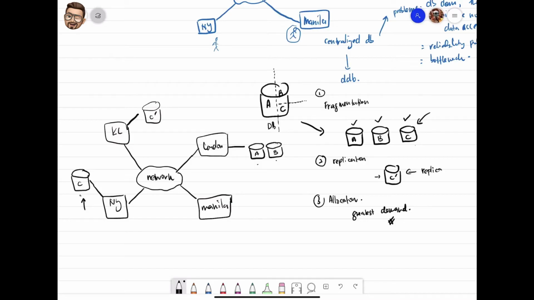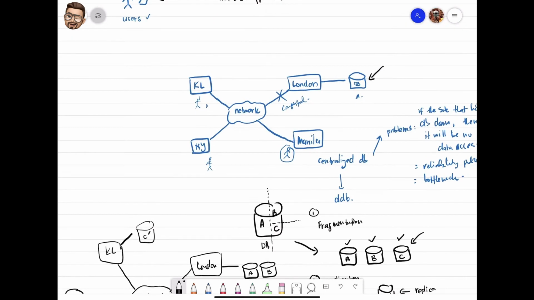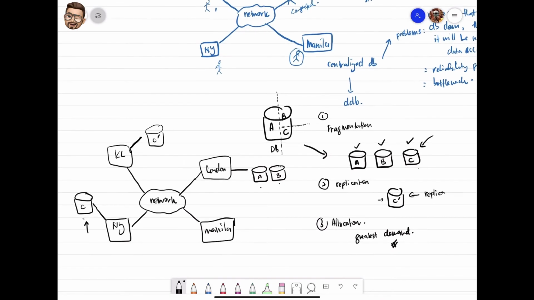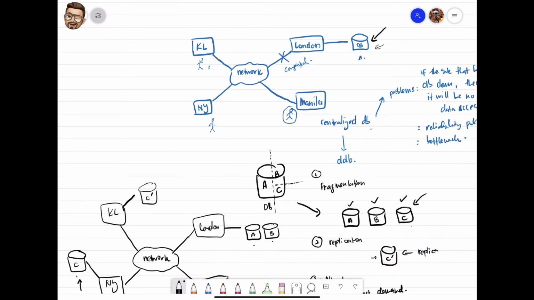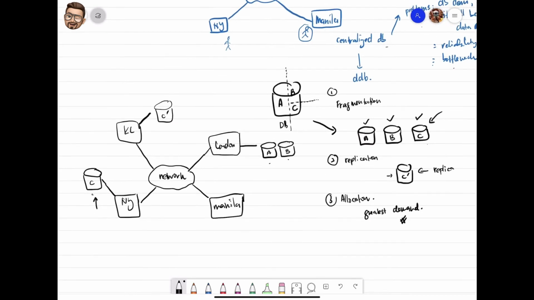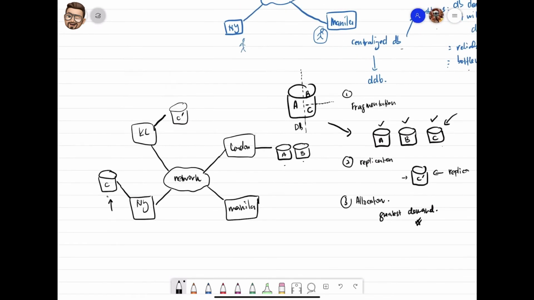Distributed database, actually: the fragmentation, replication, and allocation. You have one big table over here. From this one big table, if you use a central database, we will have these problems. So what we can do is use the concept of distributed database. What does it mean here? We have one big table, and we divide it into a few parts. That's what we call fragmentation.